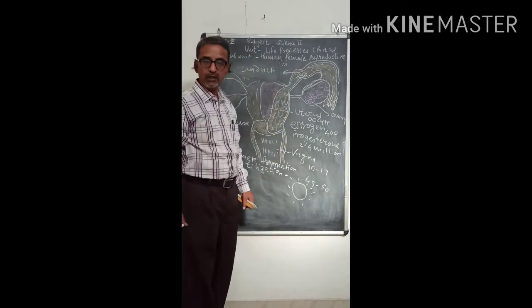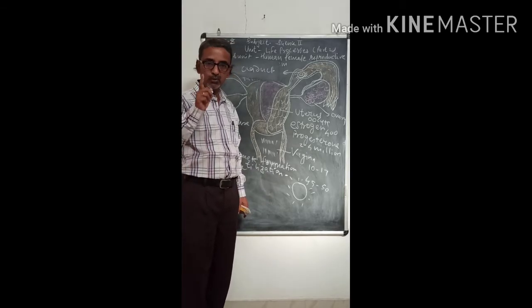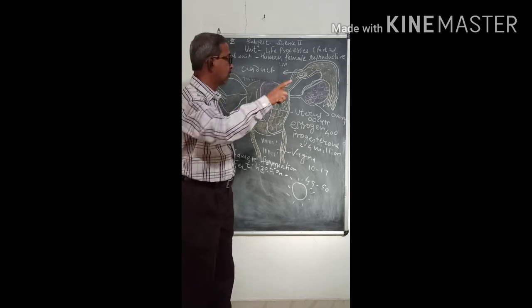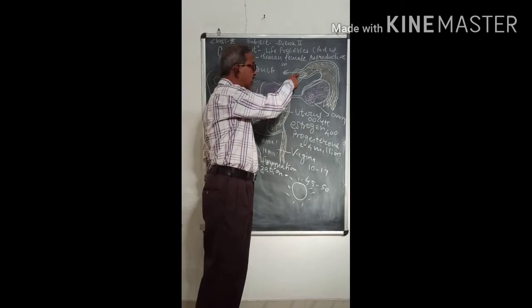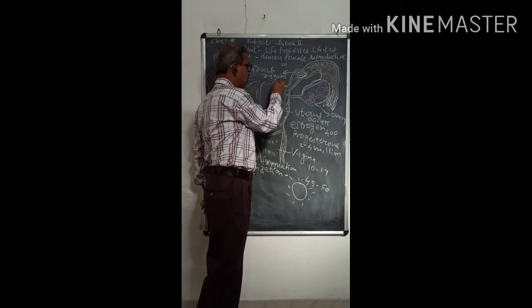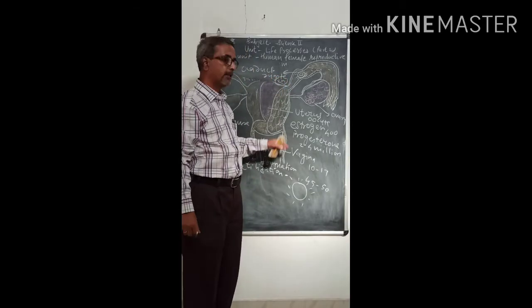This process is called fertilization. The union of a haploid male gamete and a haploid female gamete forms a diploid zygote. So this zygote is diploid. Diploid means twice the number, as we said yesterday.